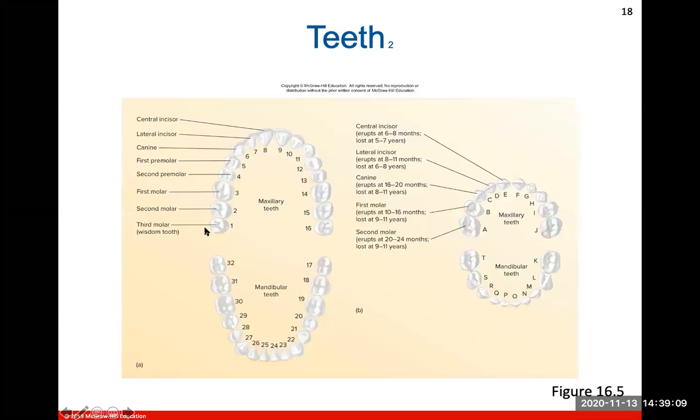So here's a look at adult teeth on the left, and you can see baby teeth on the right and where each are located. The wisdom teeth are located way in the back. Some of you might still have your wisdom teeth. I do.